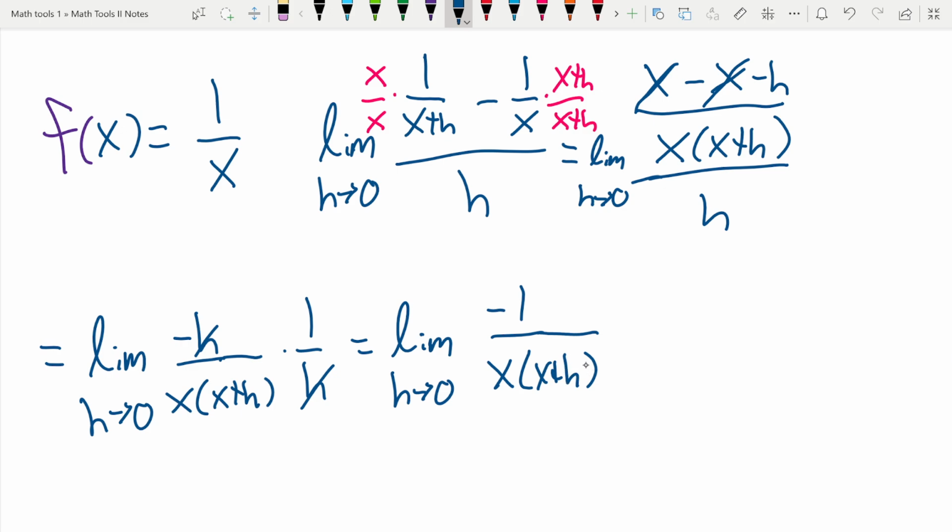Okay, so h is going to 0 here. So this is going to be negative 1 over x times x, which is x squared. So negative 1 over x squared. And 0 is certainly not in the domain there, so it is consistent with what we know about the limit existing.